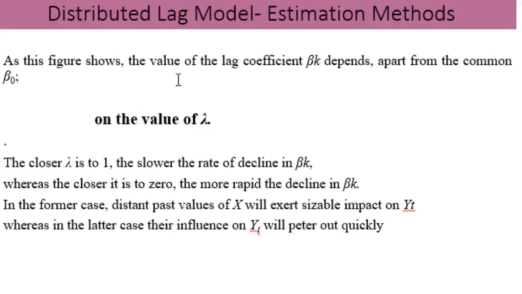As this figure shows, the value of the lag coefficient beta k depends, apart from the common beta 0, on the value of lambda. The closer lambda is to 1, the slower the rate of decline of beta k, whereas the closer it is to 0, the more rapid the decline in beta k. In the former case, the distant past values of x will exert a sizable impact on yt, whereas in the latter case, the influence on yt will peter out quickly. That is, the recent past has a higher impact on yt.